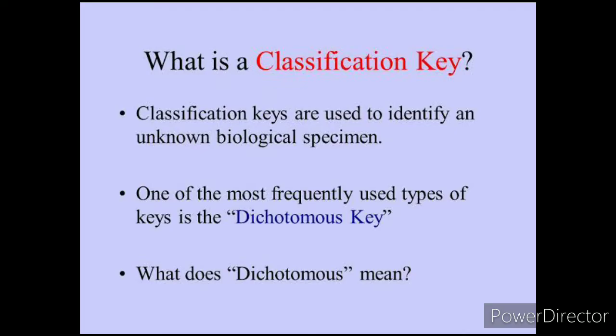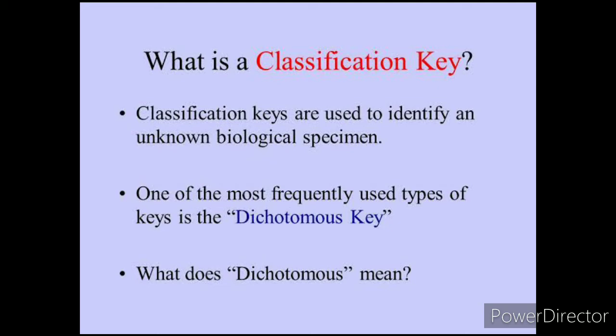When you have some kind of process, we usually use some kind of tools. In case of classification, we also use such a tool, and the name of the tool is classification key or biological keys. These keys are the tools that we use to classify living organisms. Shall we see more about classification keys? Classification keys are used to identify an unknown biological specimen.